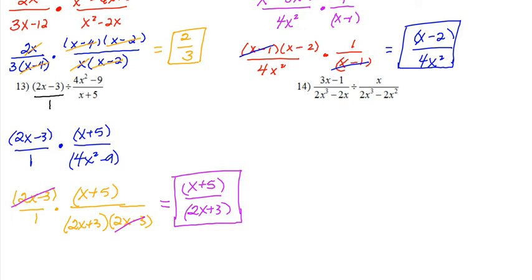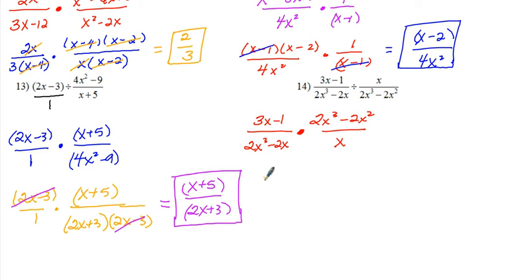Number 14. We have a fraction divided by a fraction. So let's first write that as 3x minus 1 over 2x cubed minus 2x. That doesn't change. Turn the division into a multiplication and flip the fraction: 2x cubed minus 2x squared over x. Now, before you get too excited about canceling this top and bottom, notice that they are not the same thing. So don't do any canceling until you know you've got the same things.